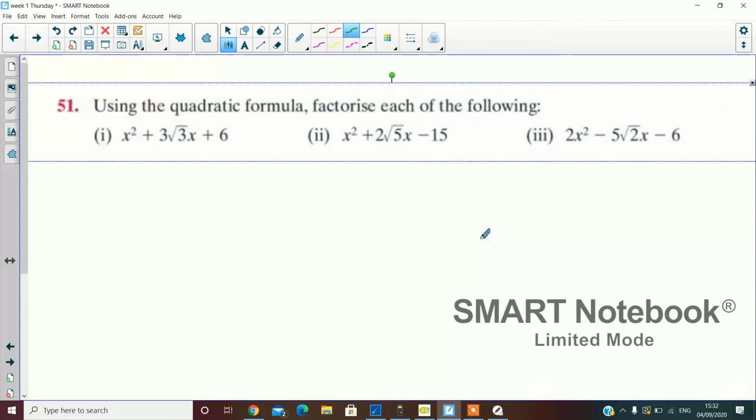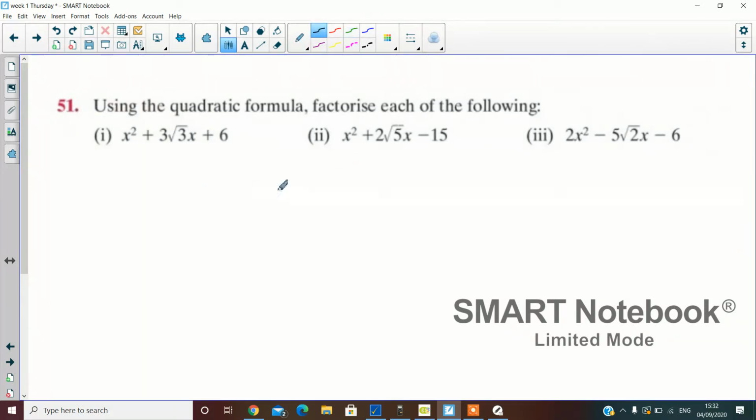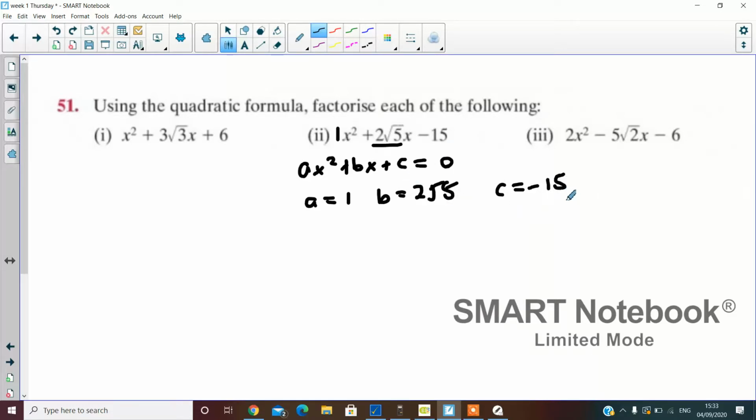To follow. Okay, quadratic formula is a formula where we have ax squared plus bx plus c equals 0. Whatever comes in front of the x squared is a, so a equals 1, b equals 2 root 5, c will equal minus 15. Then everybody together do the minus b formula. You just type it into your calculator, don't bother taking it down, okay?